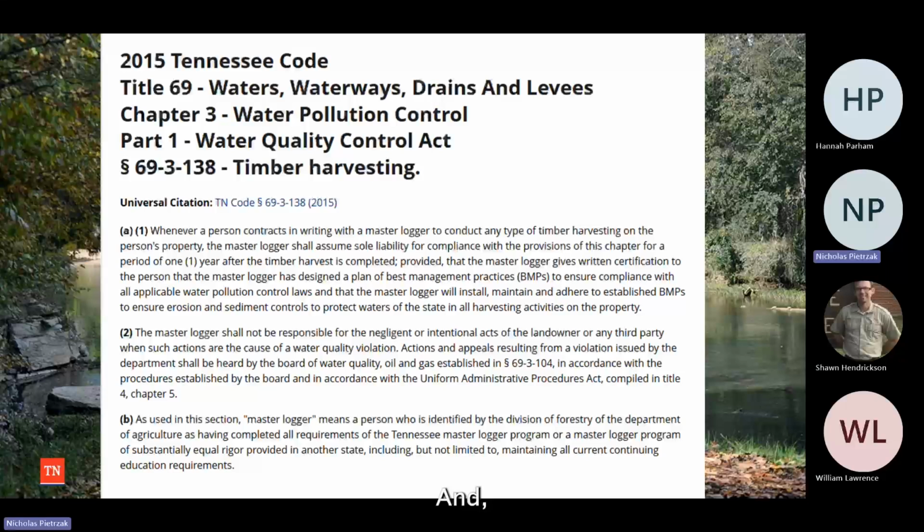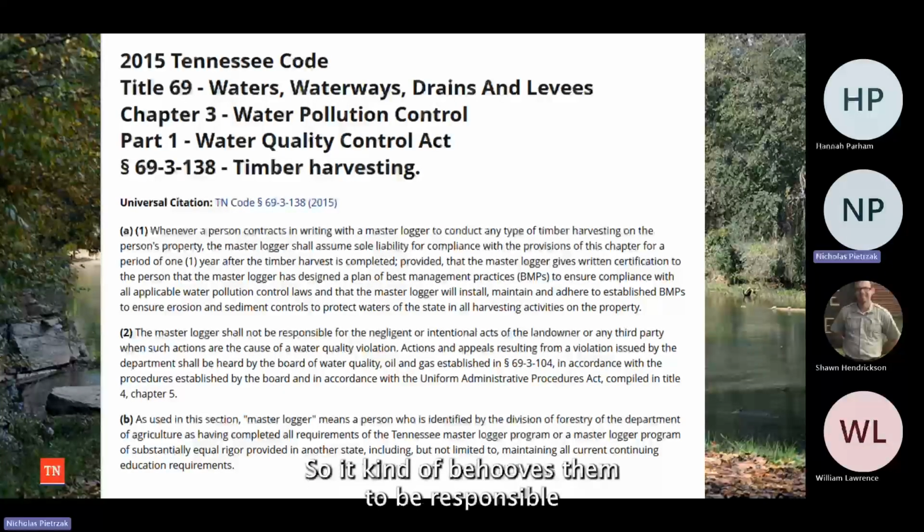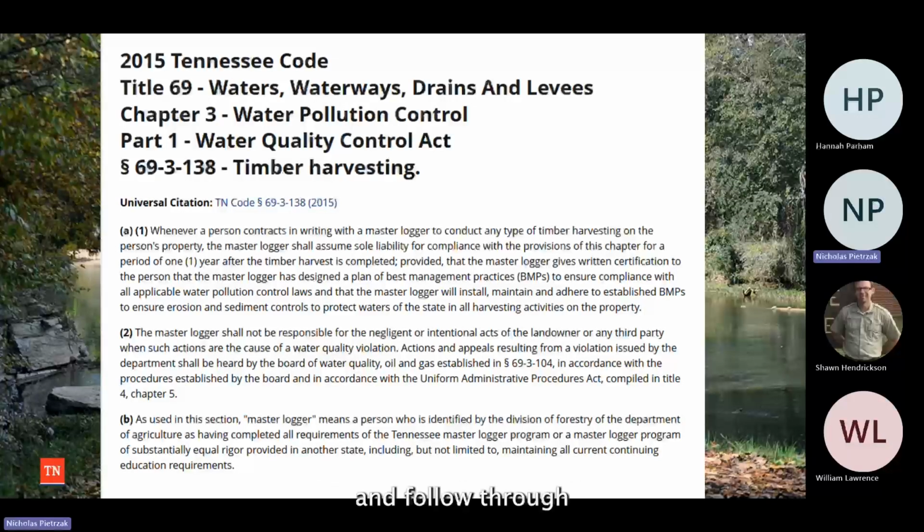According to the Tennessee Code and Water Quality Control Act, if a logger is a master logger, then they're responsible for that site for a year after they're done harvesting on it. So it behooves them to be responsible and follow these guidelines.